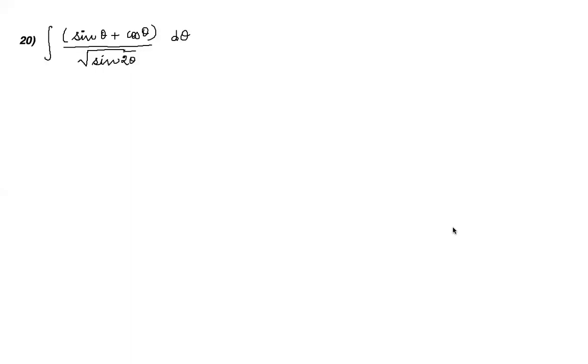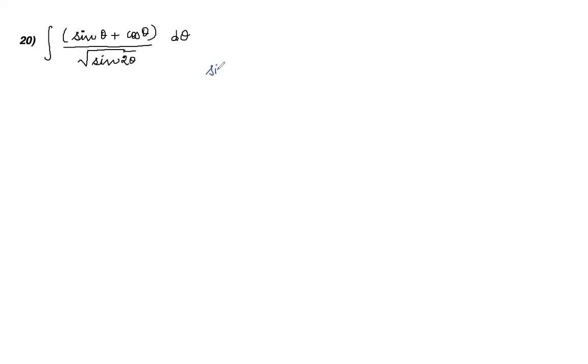Now in this question, I need to integrate sine theta plus cos theta upon under root sine 2 theta into d theta. Now in these types of questions where mostly the numerator is somewhat like sine theta plus cos theta or sine theta minus cos theta and the denominator is sine 2 theta or under root 1 plus sine 2 theta, then we assume a variable in such a way that the derivative of that variable gives us the numerator. Now here, in order to get the derivative as sine theta plus cos theta, what we can do is assume sine theta minus cos theta as u.